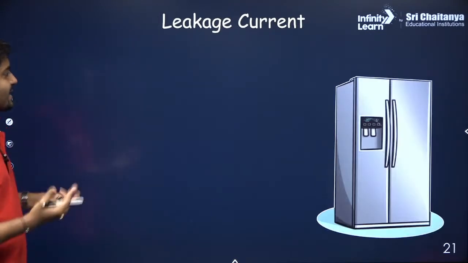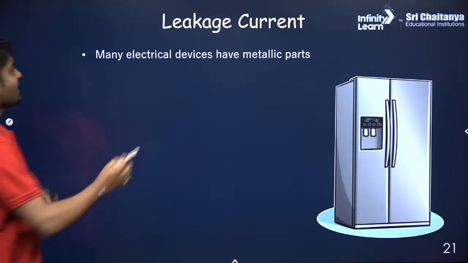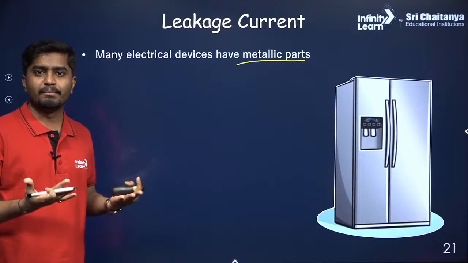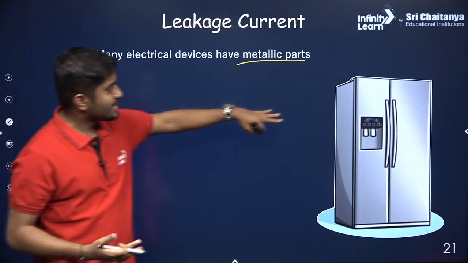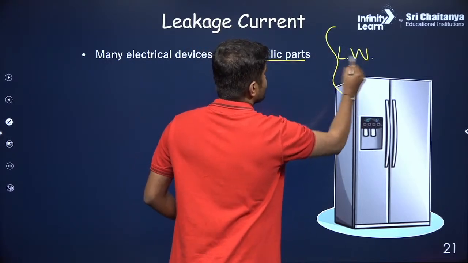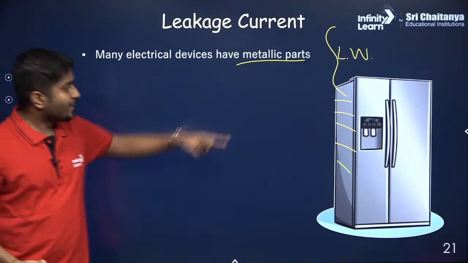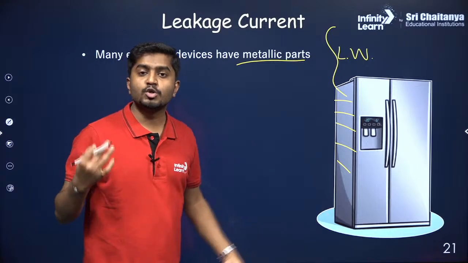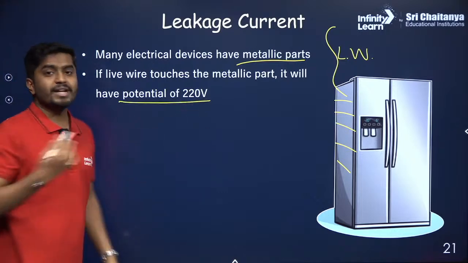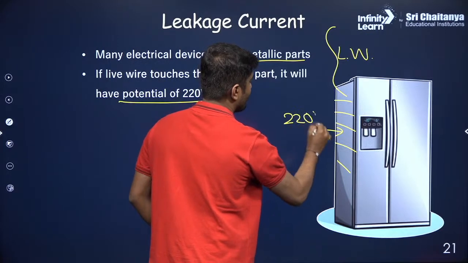Okay, so let's understand that. For example, this is a refrigerator. Sometimes there are metallic parts. Some part here might have some metal objects, and let's suppose there is some live wire here. If this live wire is connected to the metal, what will happen? The potential of the metal will become 220 volts. For example, this metallic wire is now at 220 volts.